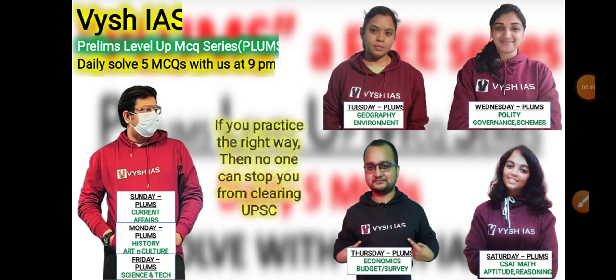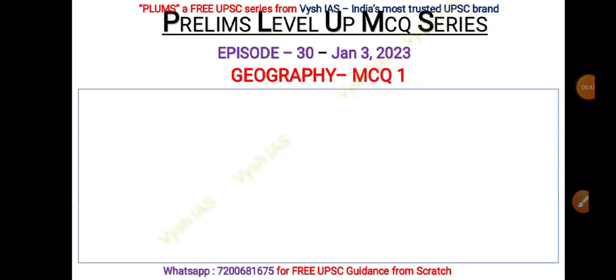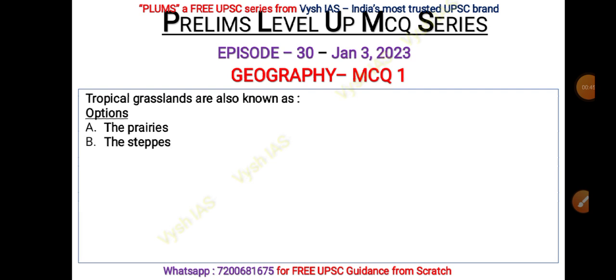So this is me, Divya, today taking geography MCQs. Let us begin. The first question is: tropical grasslands are also known as? Your options are prairies, steppes, the savannas, or none of the above. Pause the video and answer the question.